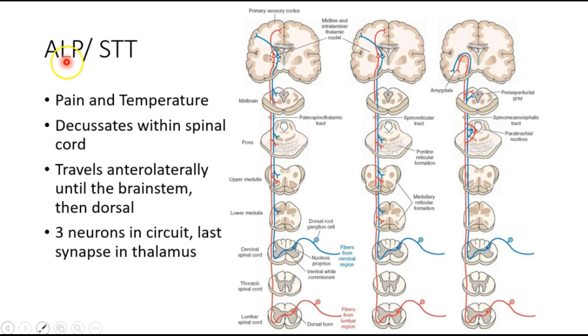So for the anterolateral pathway, also known as the spinothalamic tract, that information is pain and temperature. It decussates within the spinal cord, usually at about the level of the spinal nerve that it's connected to. So like if it's from your arm, then it's going to decussate on the level of your spinal cord coming from your arm, right? Travels anterolaterally until the brainstem. Don't worry too much about it going dorsal in the brainstem. There is a clinical correlate there. And there are 3 neurons in the circuit with the last synapse within the thalamus.